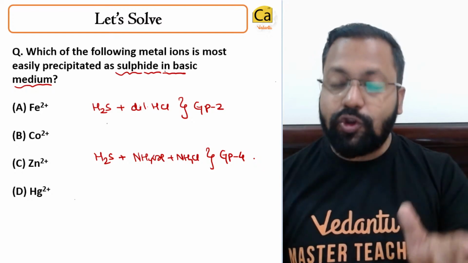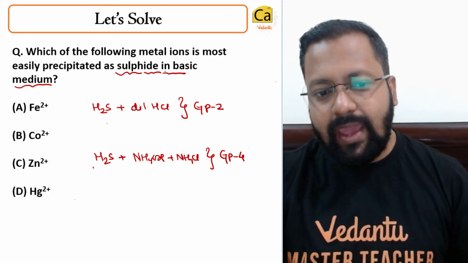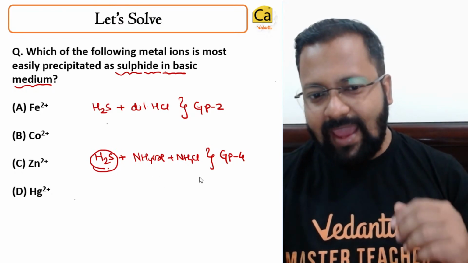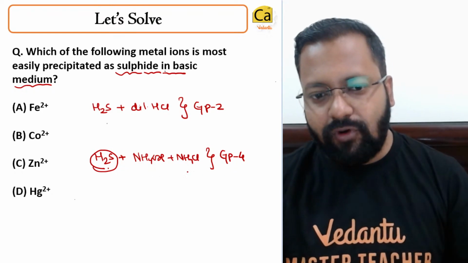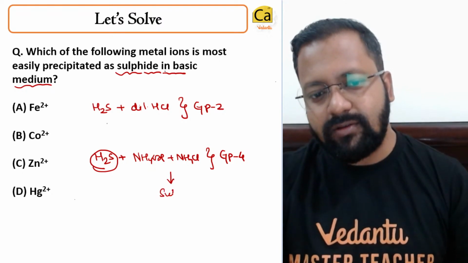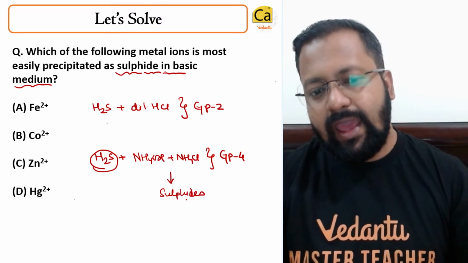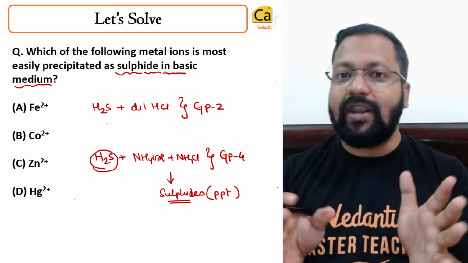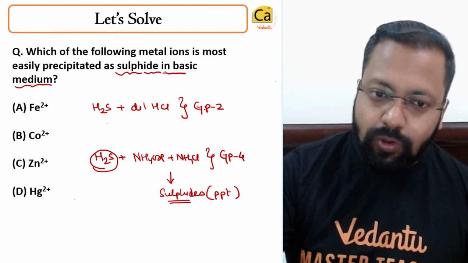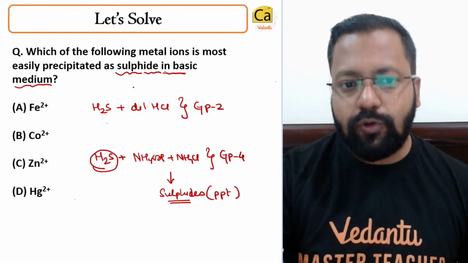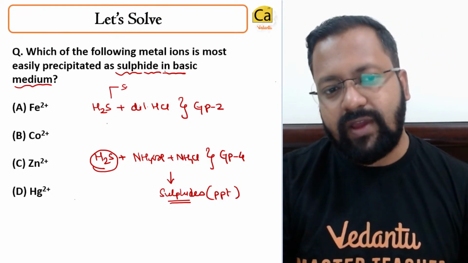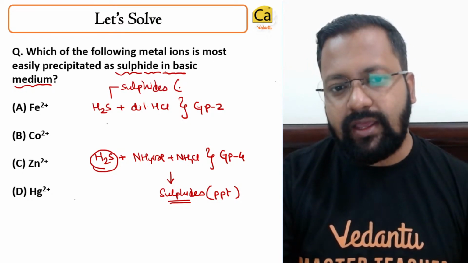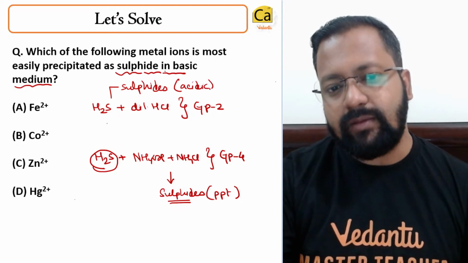The ions which are in group 4, there H2S reacts with those ions to form sulphides as the precipitate, and these precipitates are obtained in a basic medium. Those ions which are present in group 2 give rise to sulphides which are precipitated in acidic medium.